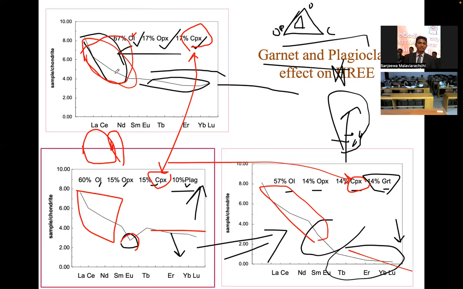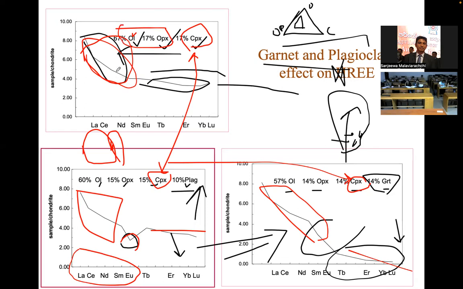Actually, this is due to CPX, because CPX can take these elements easily. Compared to the other two remaining phases, olivine and OPX, CPX can take up much of these light rare earth elements, right?